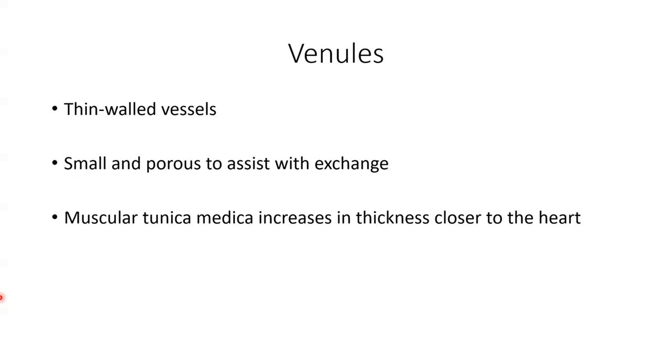As they move back towards the heart, the diameter increases to about 50 to 200 micrometers. They also have thicker, more muscular walls. And so in these muscular venules, we can't have that exchange or diffusion of substances.